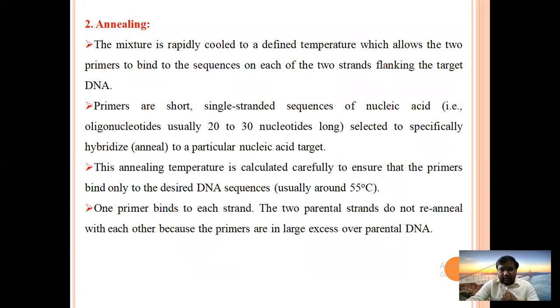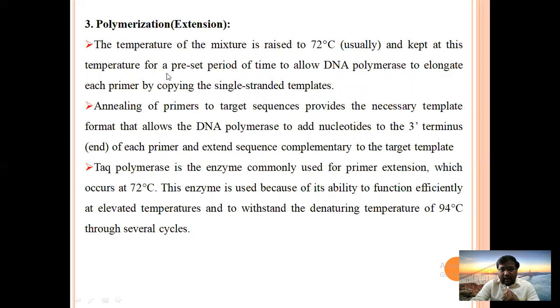So in the first step, the temperature is 95 degrees Celsius, where the two strands are separated. The second step is annealing, at a temperature of 55 degrees Celsius, where primers are annealed to these separated single strands. Then the last step, polymerization, known as extension, is where the actual synthesis or elongation of strands occurs.